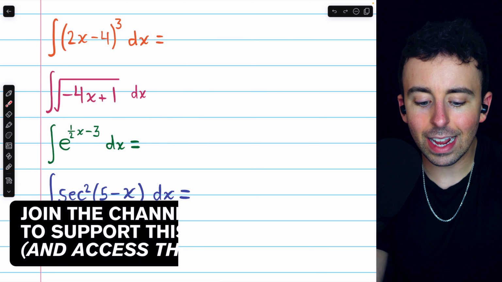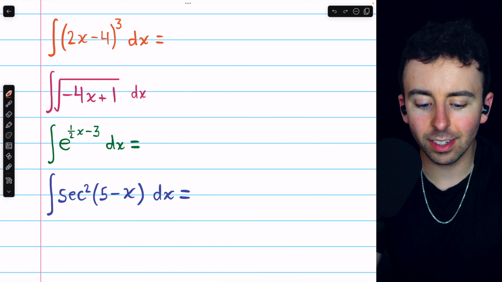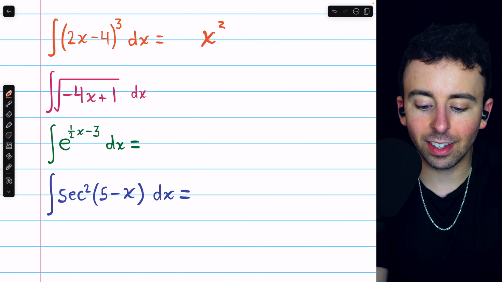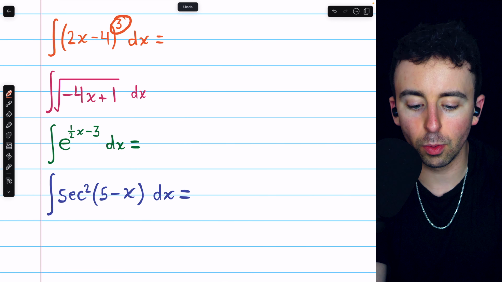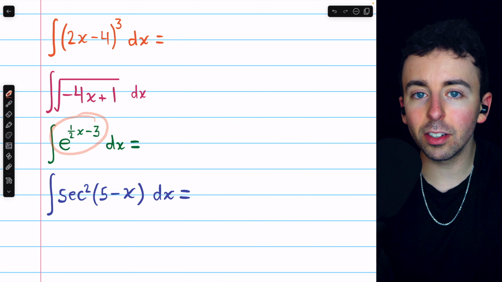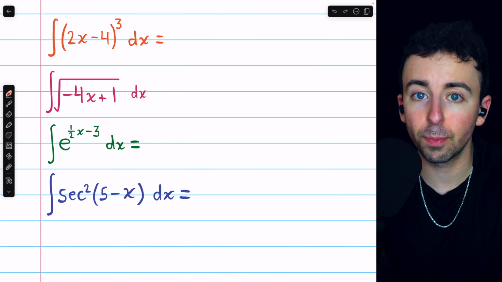Let's go over how to integrate these familiar functions with linear inputs. You should know how to integrate x cubed, but what about (2x − 4) cubed? You should know how to integrate e to the x, but what about e to the (1/2 x − 3)? As it turns out, these are all pretty straightforward and don't require any additional special techniques.